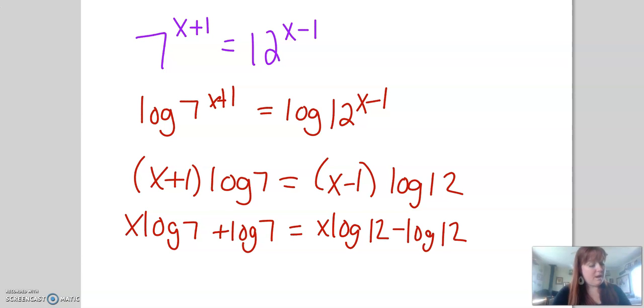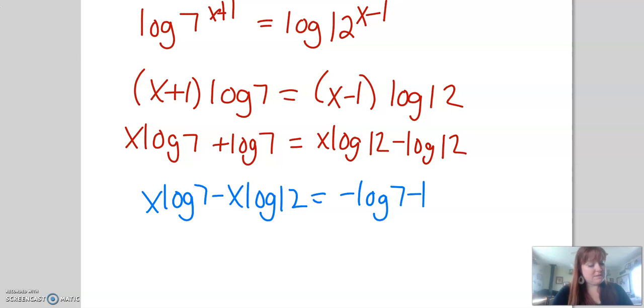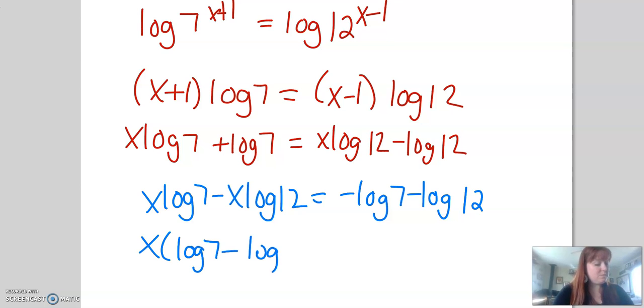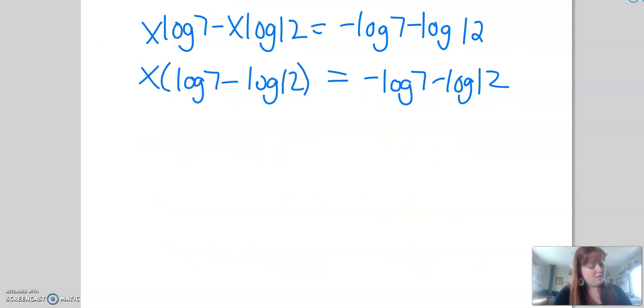Okay, now I want to get everything that has an x on the same side, so I'm going to end up with x log 7 minus x log 12 equals negative log 7 minus log 12, because I just subtracted from both sides. I'm going to take the x out, and I'm going to have x times (log 7 minus log 12) equals negative log 7 minus log 12. Okay, and then we're going to divide both sides by log 7 minus log 12.